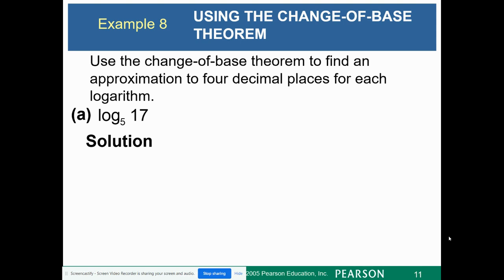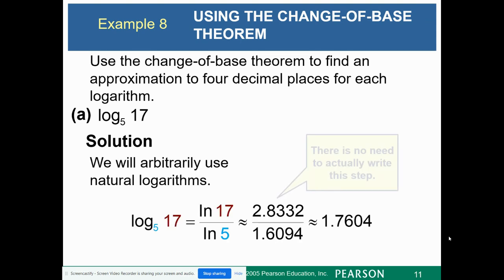So for example, in this log base 5 of 17, most calculators can't calculate log base 5, but we can use the log base 10, or we could use the log base e. We've arbitrarily chosen to use natural logs. So the log base 5 of 17 is equal to the log base e of 17, in other words, the natural log of 17, divided by the natural log of 5.